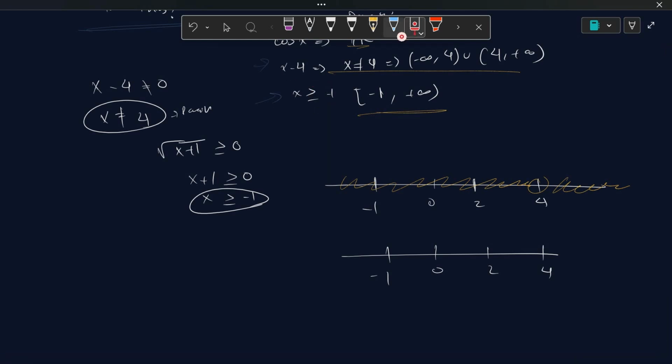And what does this mean? X is greater than or equal to -1. So all the values bigger than -1, but this time it is including -1 as well. It is not excluding -1, because here it was excluding 4. Here it is including -1 as well.